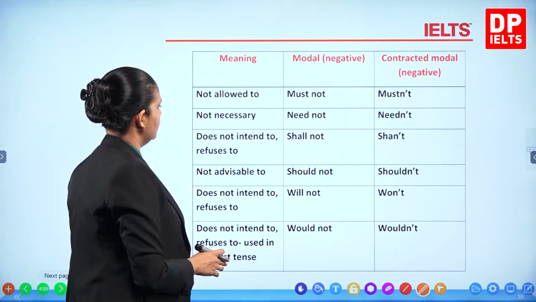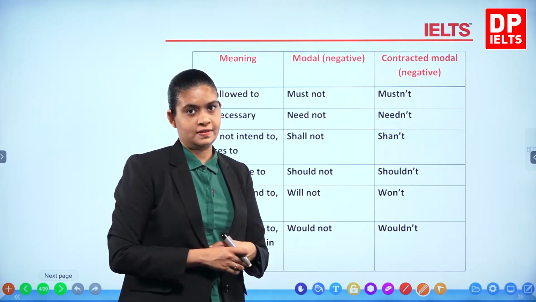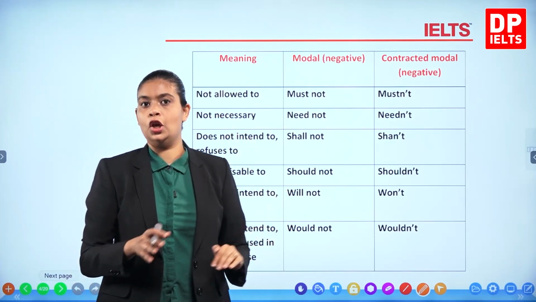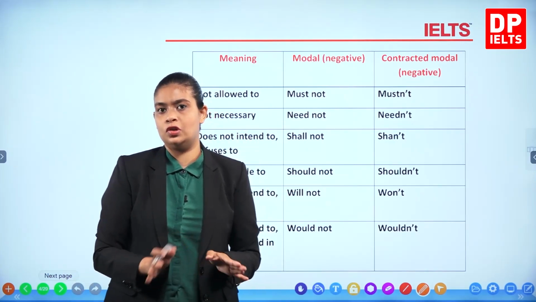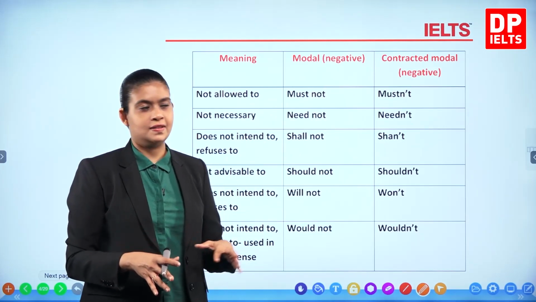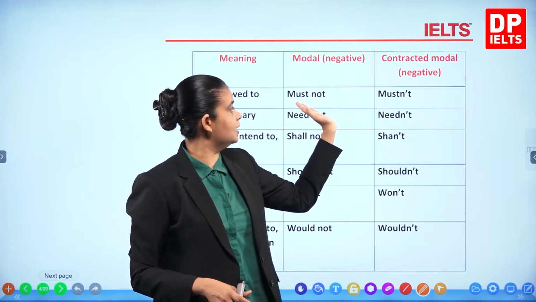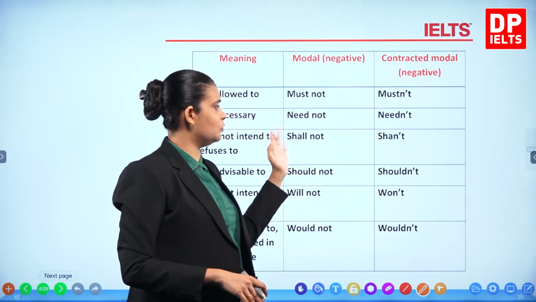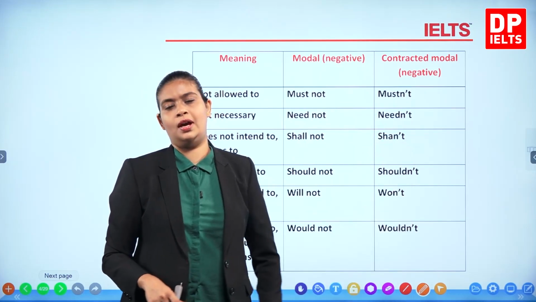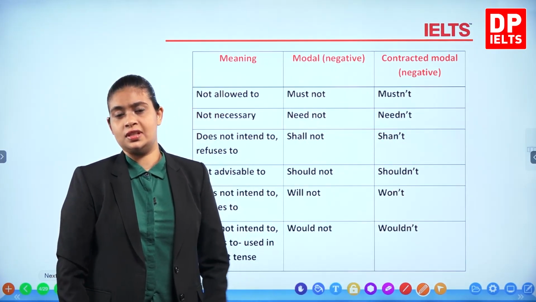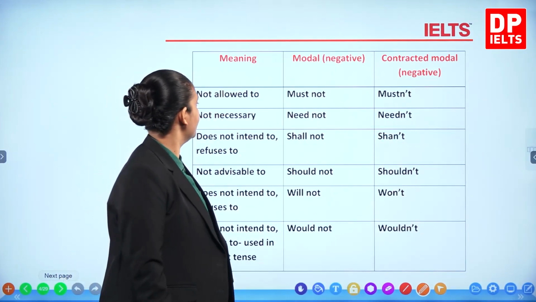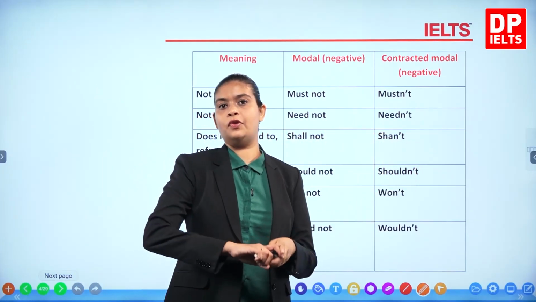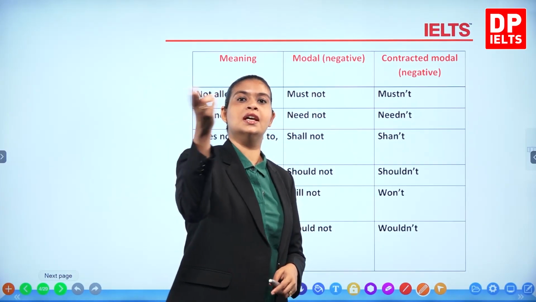Alright, let's have a look at some more modals. Must not, that means you're not allowed to do it at all, okay? You must not sit there, you must not drink water in the class, okay? So that means you're not allowed to do it. Must not, contracted form, mustn't. The same rule applies here. You don't necessarily need to have it in capital letters. You can just have it in simple letters, okay? Not necessary, need not. Contracted form, put them together, need not, needn't.